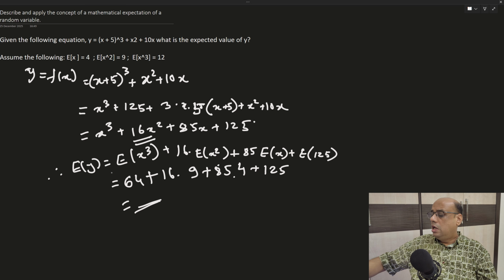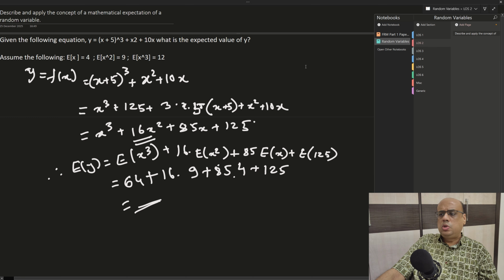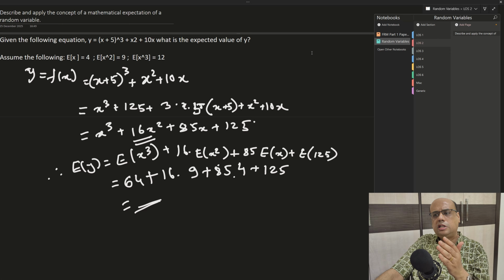Now if we go to the next LOS, so in LOS 2 I think one problem is sufficient, and there is another LOS where the expectation of a plus bx, expectation of ax plus bx square, those kind of problems, where we have to use the formula of expectation of ax plus by or variance. So in that LOS also we will cover. So from this LOS, this one is sufficient.